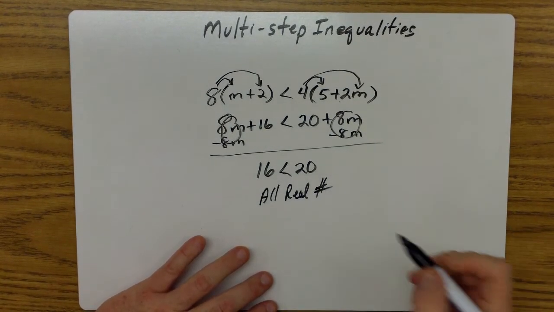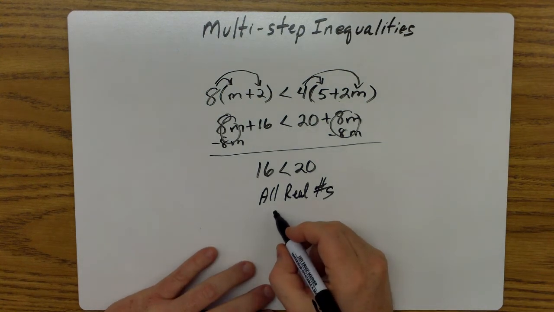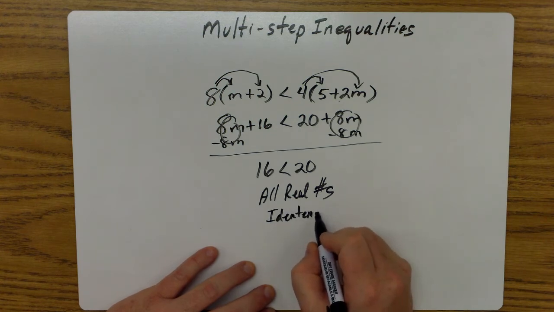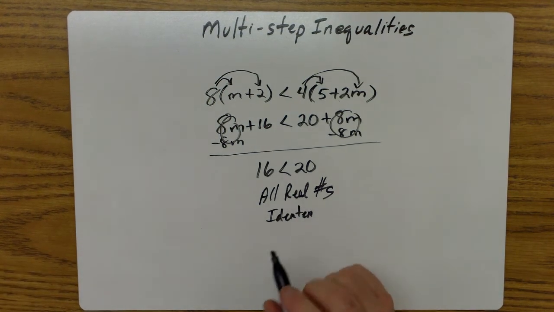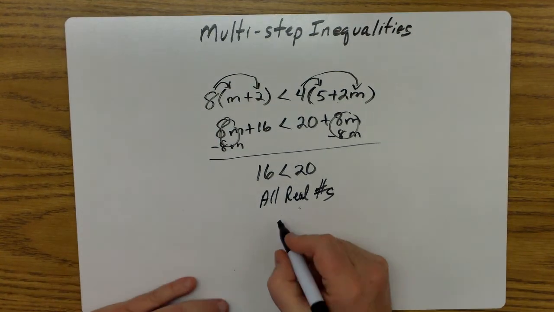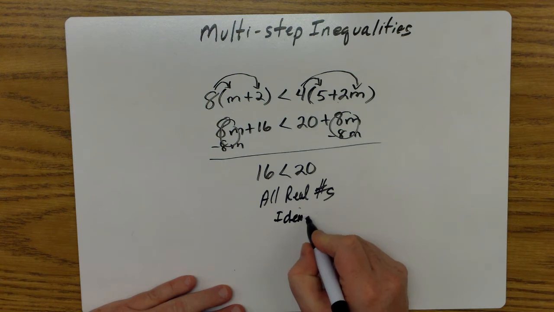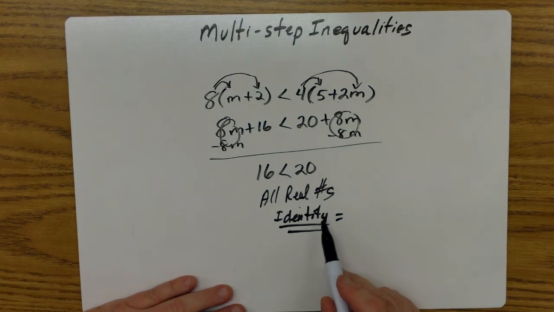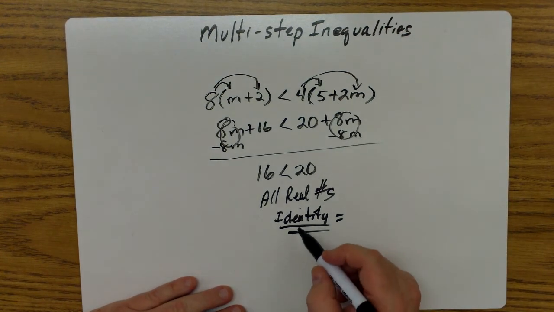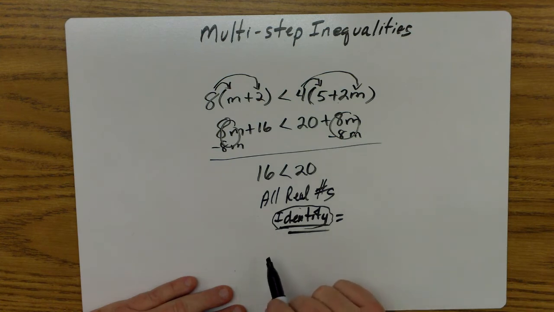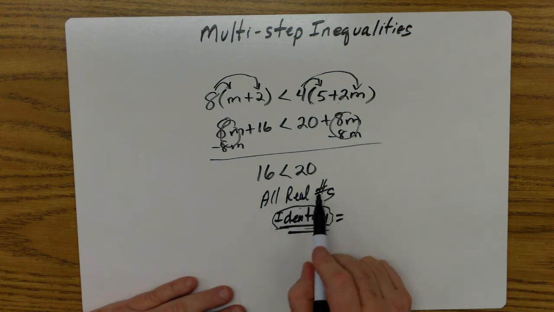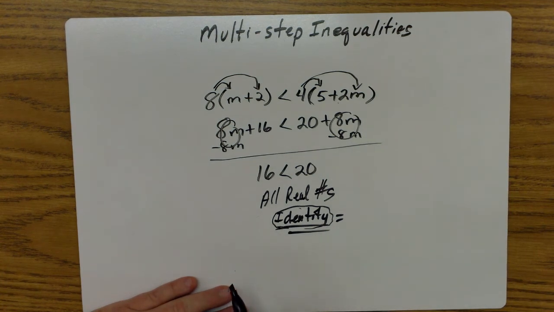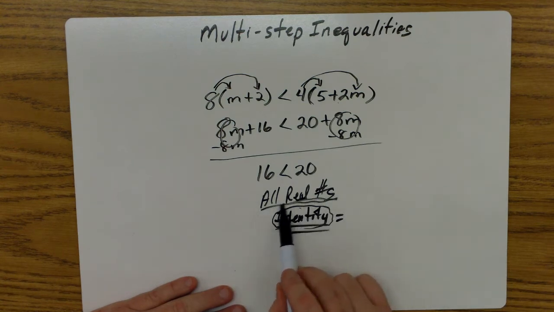And another way of saying that could be identity. Oops, identity. Make sure I spell it right. Now, identity is usually reserved for equations because identity means what's on the left side is equal to the number on the right. But identity also means infinite number of solutions. So even though it doesn't technically mean exactly the same thing as all real numbers, we can think of it as all real numbers. So if you put identity down as your solution for this, that would be okay. But the official answer is all real numbers.